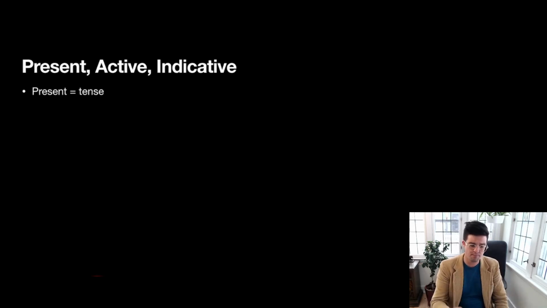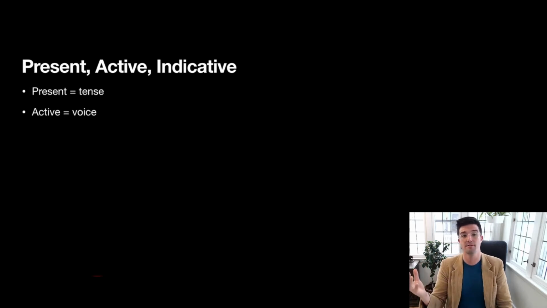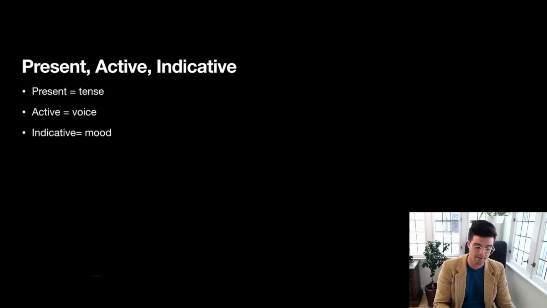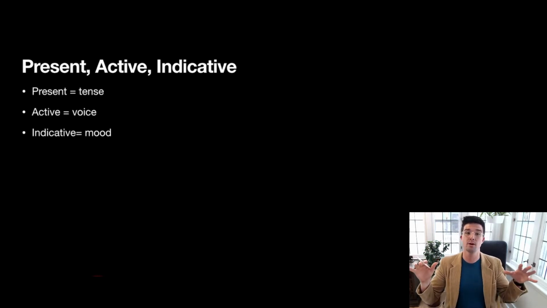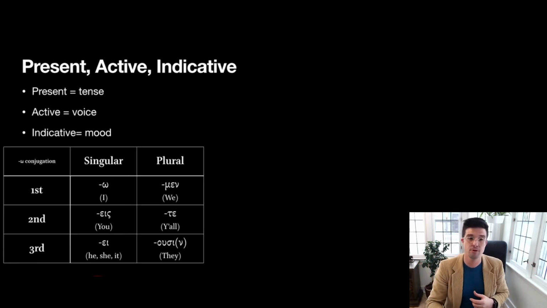And when we're talking about present, we are talking about the tense, the time of the action. Active refers to the voice of the action, how the action of the verb relates to the subject of the sentence. And indicative refers to the mood, that is, how the action of the verb is viewed. In the case of the indicative, it is viewed as real. It is indicated as actually happening or will happen in the future.